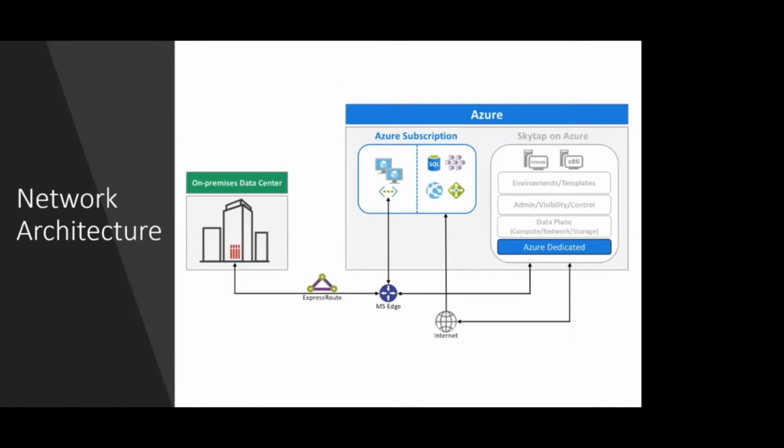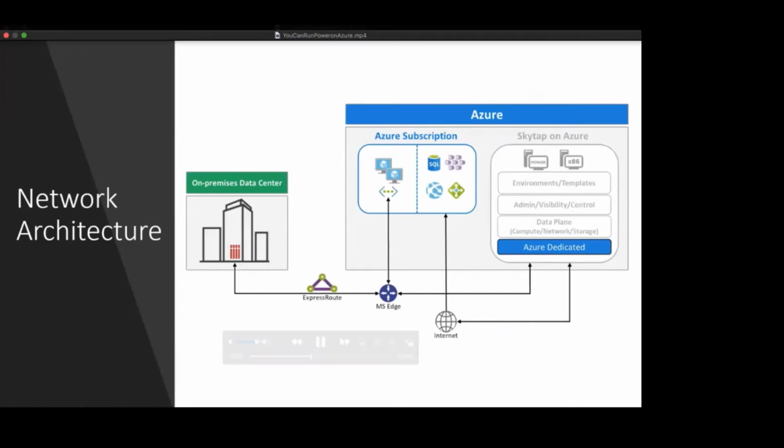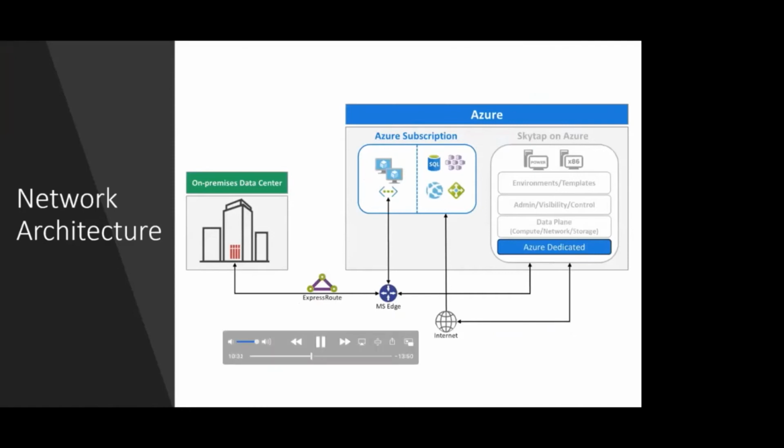Network architecture, and I'll talk a little bit about the technical architecture as well. On the left-hand side, you have the on-premises data center. Right-hand side, you have an Azure region. Within the Azure region, you have the Azure subscription. That's the customer subscription. There they have their Azure VMs, Azure VNets, and native services like SQL Azure.